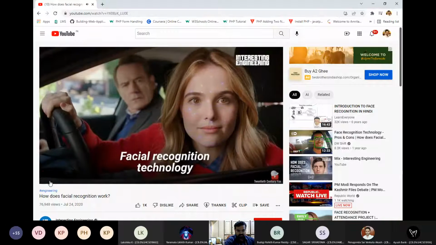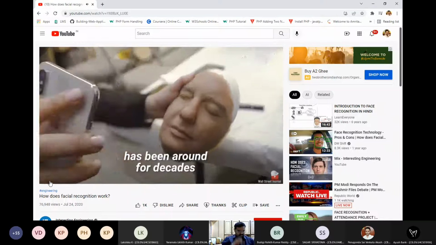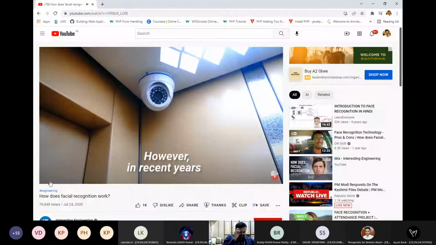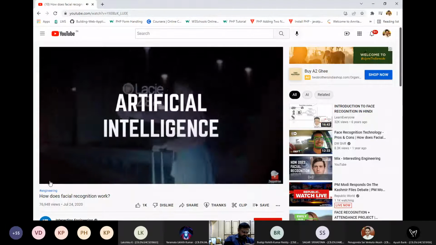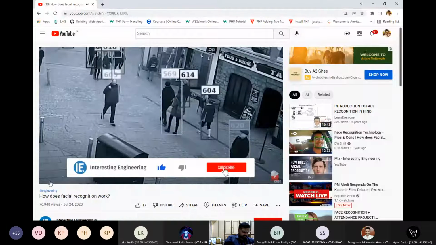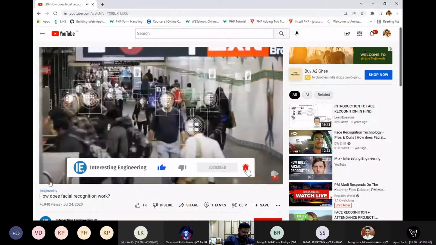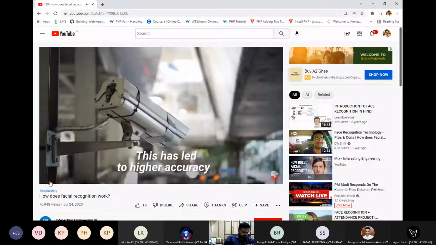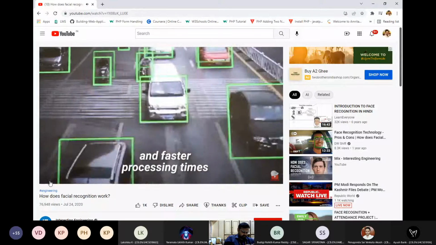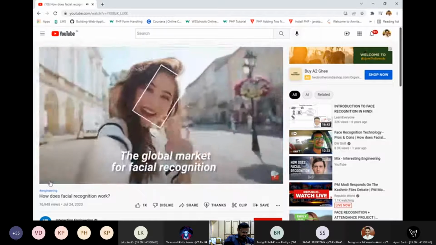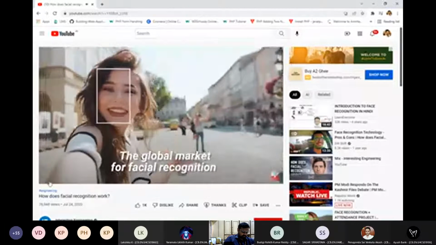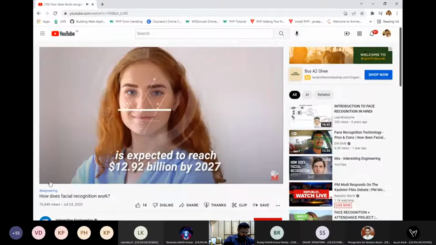Facial recognition technology has been around for decades. However, in recent years, it has seen more widespread adoption. Why? Artificial intelligence. Advances in deep learning and faster systems for processing enormous amounts of data has helped the technology come closer to reaching its full potential. This has led to higher accuracy and faster processing times. Governments and private companies are taking notice. The global market for facial recognition is expected to reach $12.92 billion by 2027.